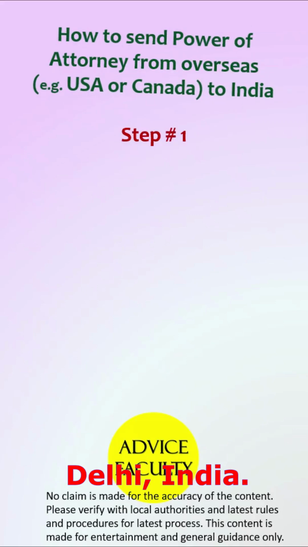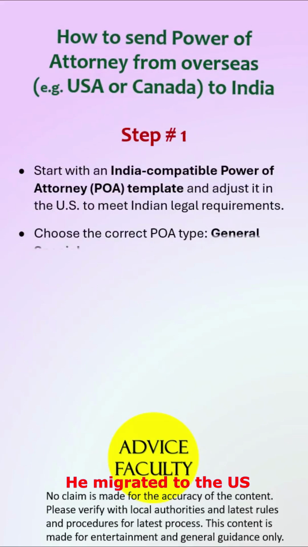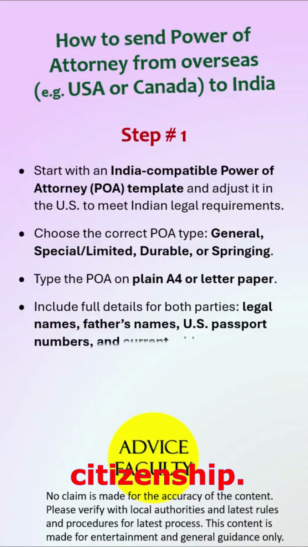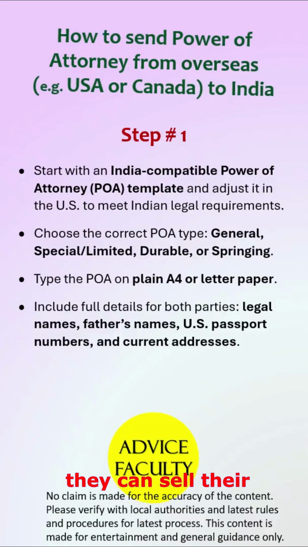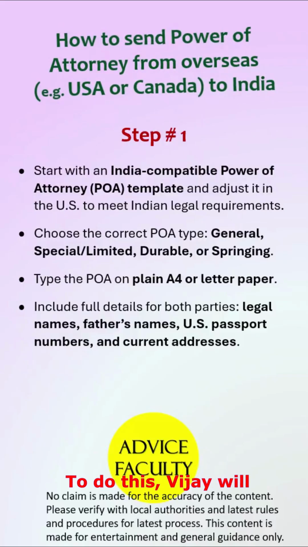Vijay was born in New Delhi, India. He migrated to the US and has now acquired US citizenship. He wants to give power of attorney to his sister, Suman, in India so that they can sell their ancestral property in Delhi. To do this, Vijay will follow the steps outlined in this video.